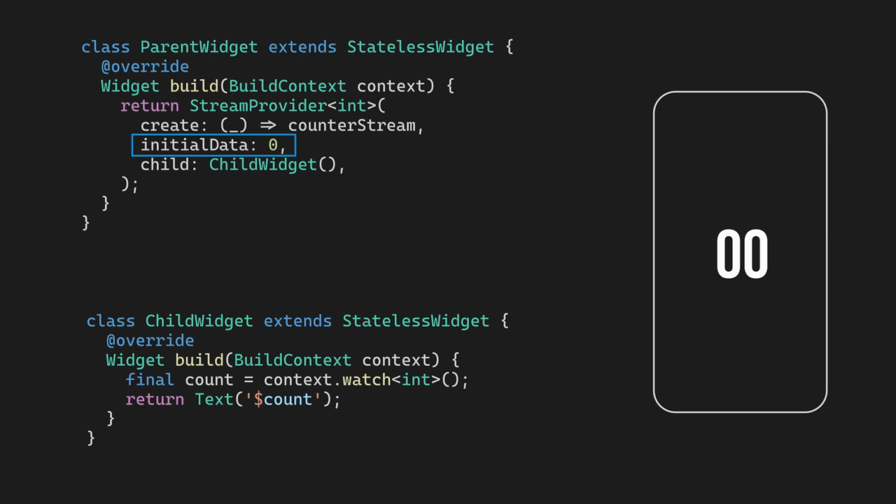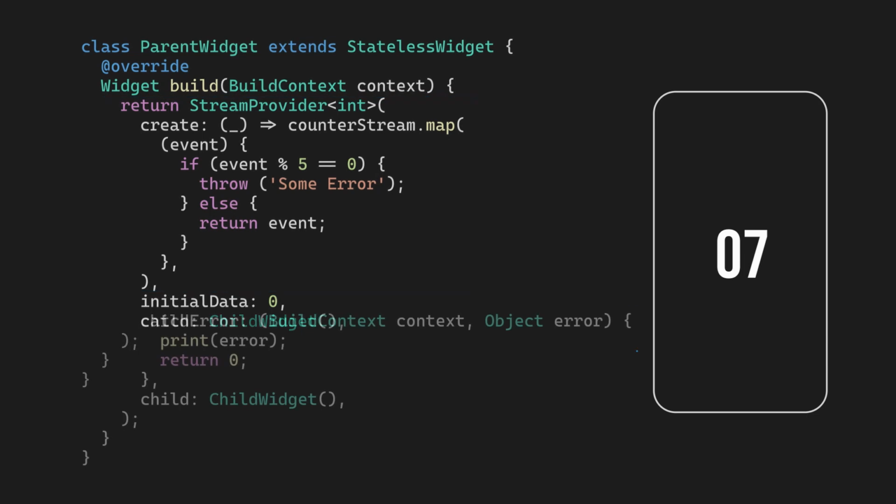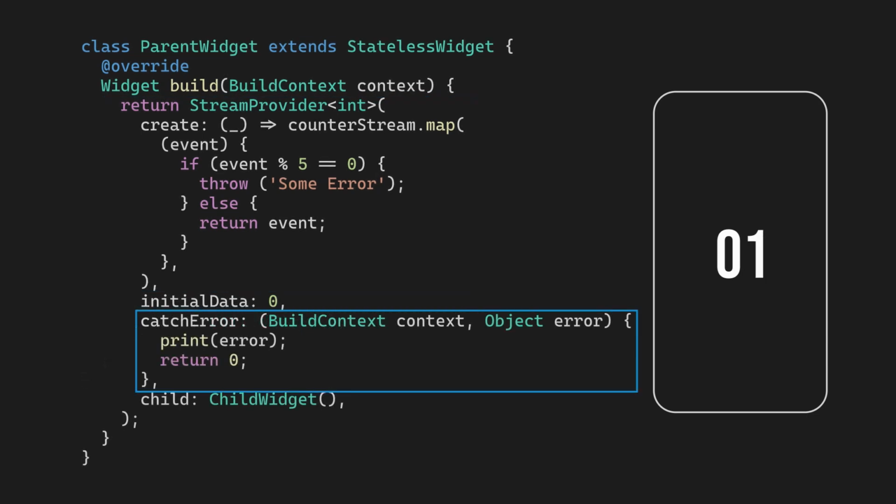If the stream can emit errors, then you need to provide a catch error method. Let's modify our stream to throw an error. This map will create a new stream that throws an error if the number is divisible by 5. Now we need to provide the catch error method. If there is an error, we print the error and return a value of 0. But you can handle this in whatever way you like.